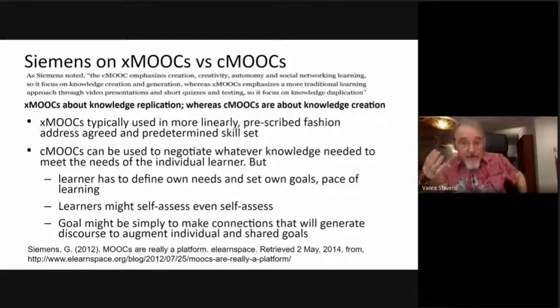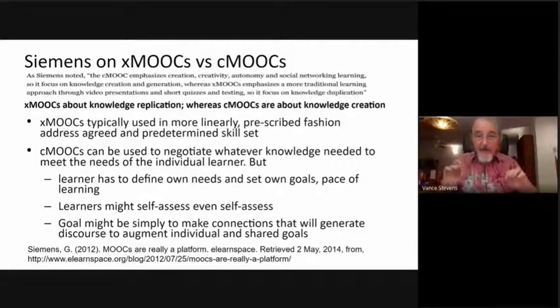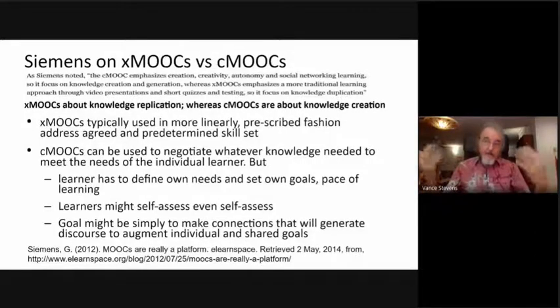An xMOOC is, as Siemens put it, about knowledge replication, whereas cMOOCs are about knowledge creation. So an xMOOC is structured so that you get people to pick up the knowledge algorithmically. cMOOCs are about getting the knowledge through the network, through each other, through connectivism. So an xMOOC is typically a more linear, prescribed fashion to address a predetermined skill set, whereas cMOOCs take place when you want to negotiate knowledge with other people. And also, if you want to just test and see what you can learn at a place, you can get involved in a cMOOC.